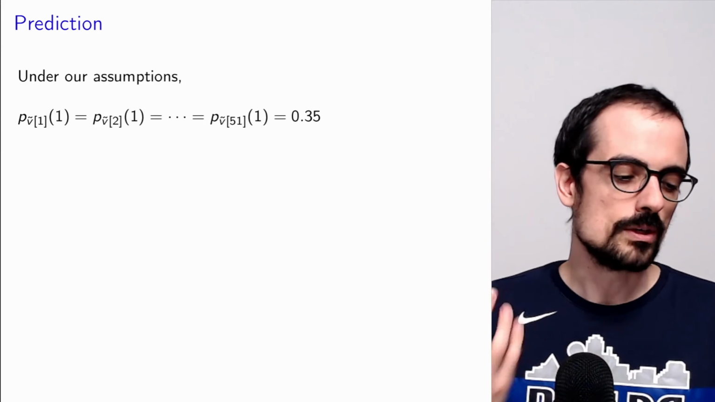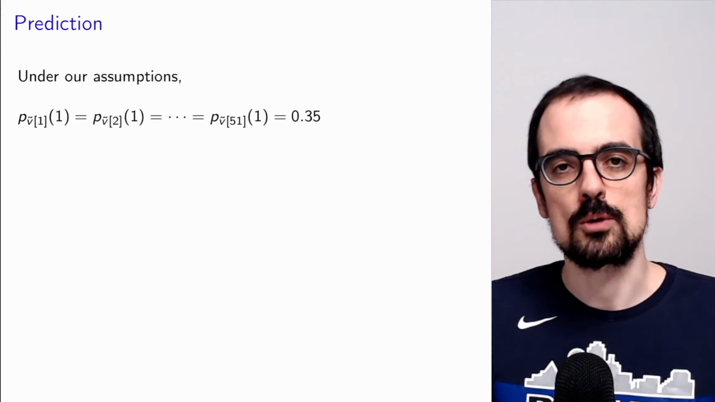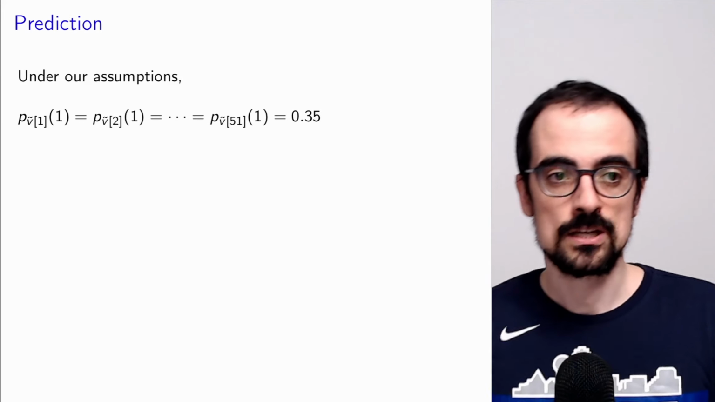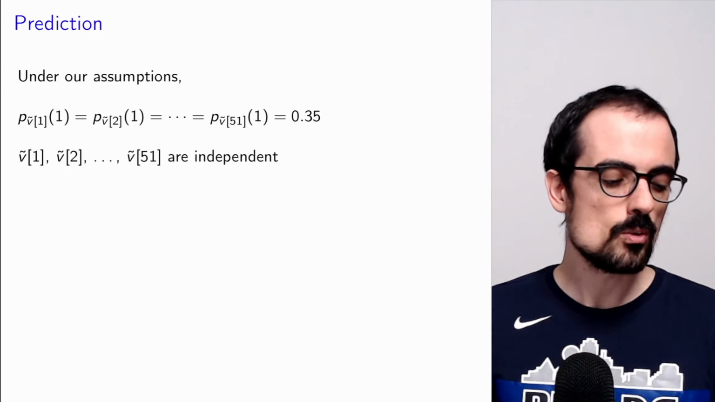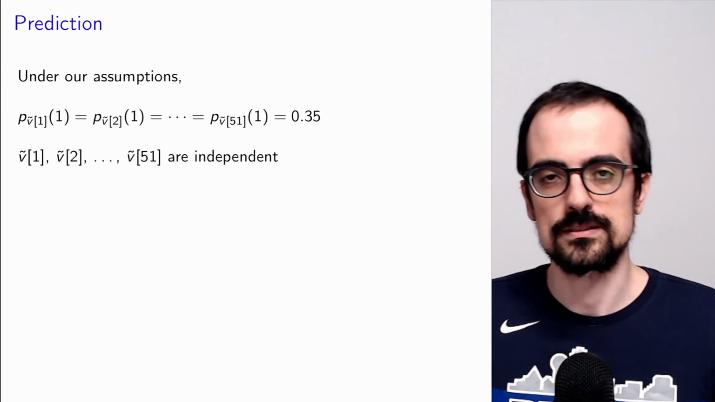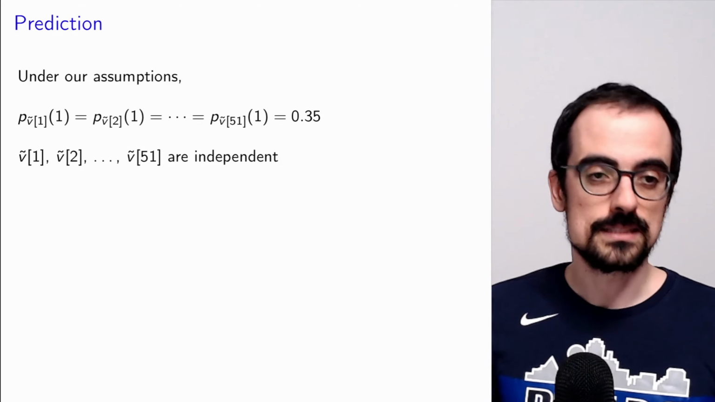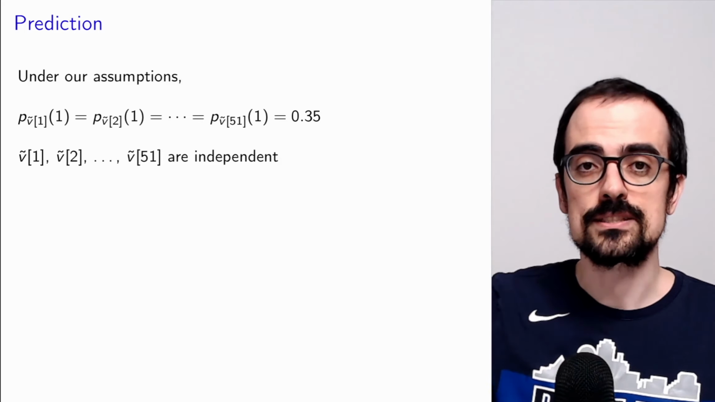Great, but that's not what we're interested in, right? What we want is the probability that they win the whole election. So under our assumptions, this probability is the same for all the states. Now we ask ourselves, what's the probability that they win the whole election? We're assuming that the turnouts in each state are independent.